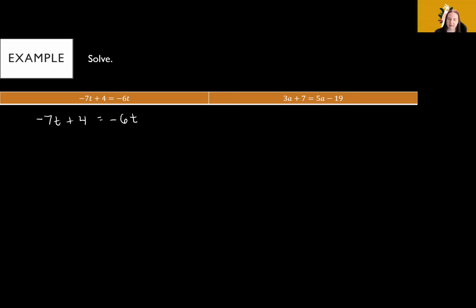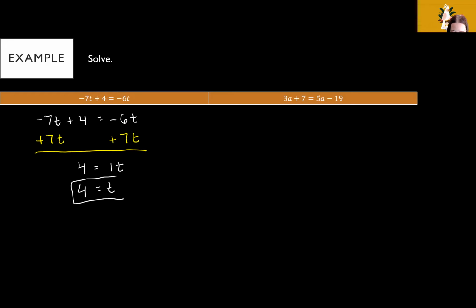So my negative 7t, I'm going to put it on the right side. It's negative, so we're going to add. So we're going to do plus 7t. That gives me 4 equals, and then negative 6 plus 7, which is the same as 7 minus 6, that gives you a 1t. So I got 4 equals 1t. Now, if you just have the number 1 in front of your variable, you don't need to write it. You can just write 4 equals t, and we've solved the problem already. We are done.